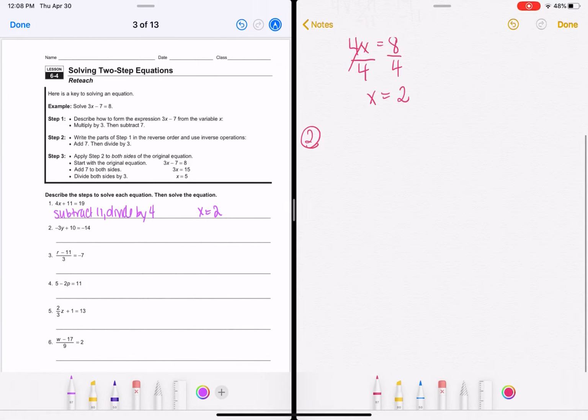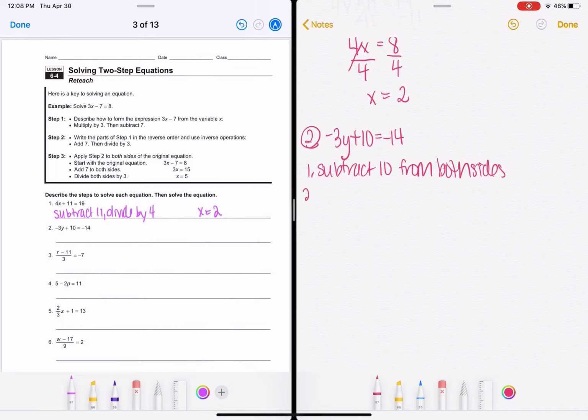Number 2, we have negative 3y plus 10 equals negative 14. So step 1 is subtract 10 from both sides. And then again we have multiplication, so we're going to divide both sides by negative 3.